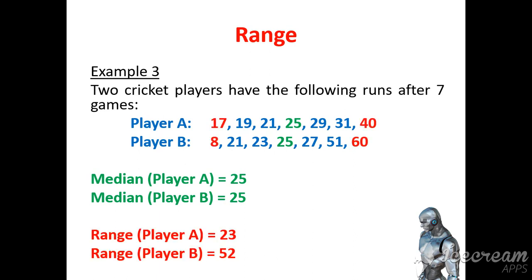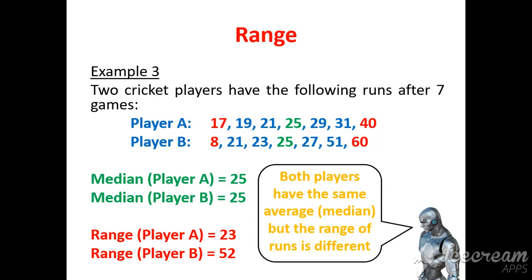So let's look at the second statistic, the range. For player A, the range is 23 because we go highest number minus lowest number. 40 minus 17 gives 23. For player B, the range is 52 because his highest was 60 and the lowest was 8. So 60 minus 8 is 52. So you can see both players have the same median, but their range is quite different.